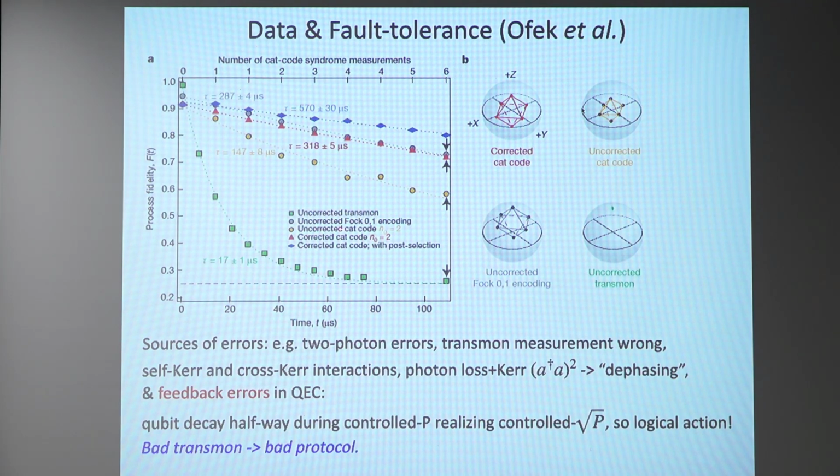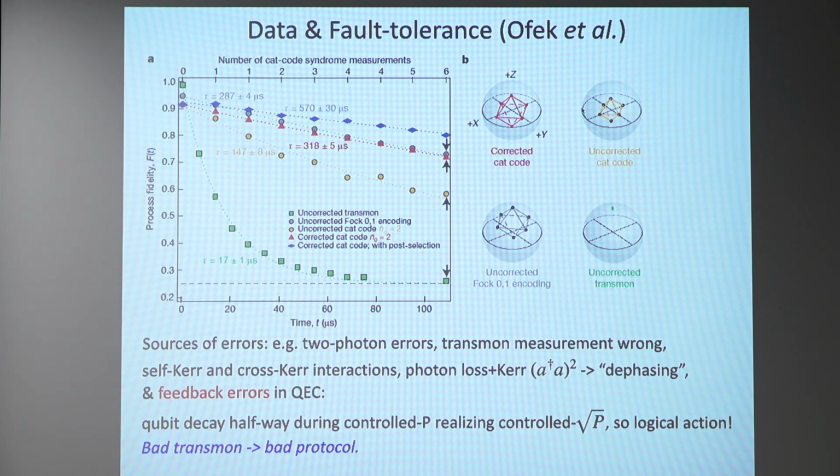If you put an uncorrected Fock encoding, which is somewhere over here, that's just Fock state 1. Of course, if you have 0, it doesn't do anything. If it's 1, then it sort of decays. You can also do an uncorrected cat code where you say, I'm measuring all this stuff, but actually, I'm not so sure whether they even measure or they just let it fall, right? You could do 2 things.